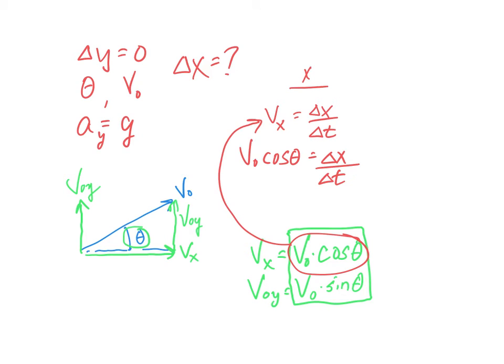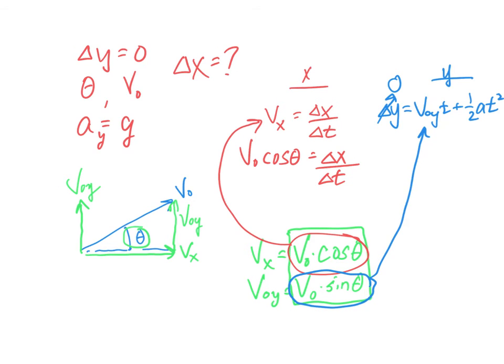Well, in the y direction, I've got a different equation that I'm going to start with. I'm going to start with my invisible woman. Okay, that's the invisible woman in the y direction. And I know that the delta y in this case is 0. And I've got an expression for v0y right here. So I'm going to substitute that in right there. Since I'm running out of space here, I'll take this to the next page.